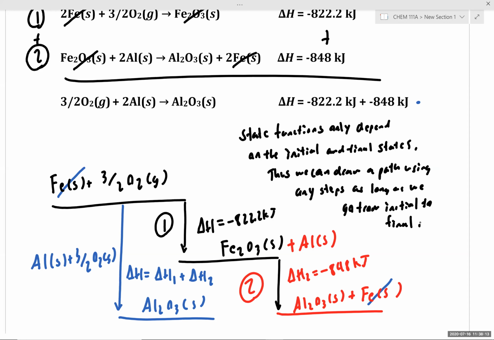Does this idea make sense? Does it make sense when you look at a picture of what this is looking like graphically? Does everyone see how if we add up our steps, we've gone from initial to final? Can I get some feedback in the chat, just how comfortable everyone is with this idea?